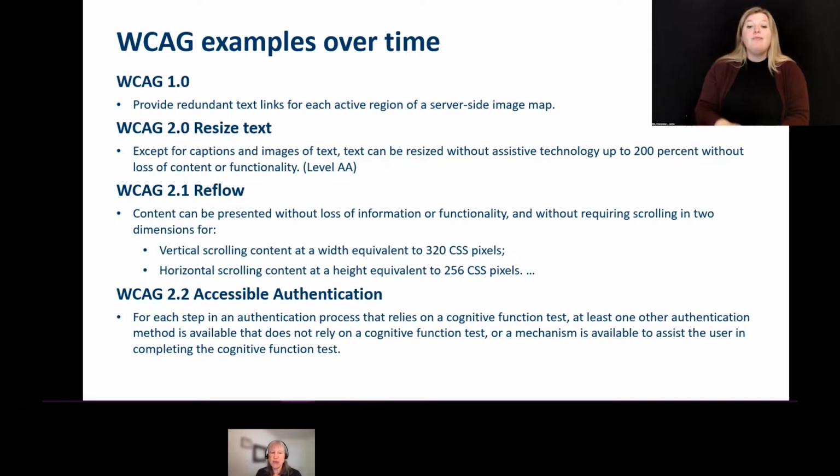When WCAG 2.1 came out, we had an additional standard called Reflow. And the text for that says content can be presented without loss of information or functionality and without requiring scrolling in 2 dimensions for vertical scrolling content at a width equivalent to 320 CSS pixels and horizontal scrolling content at a height equivalent of 256 CSS pixels. Now, what that very simply translates to is you should be able to zoom to 400% and you shouldn't end up with 2 scroll bars. So it is a more stringent requirement than WCAG 2.0 had, because in 2.0 you could have 2 scroll bars, 1 horizontal and 1 vertical at 200% and pass.